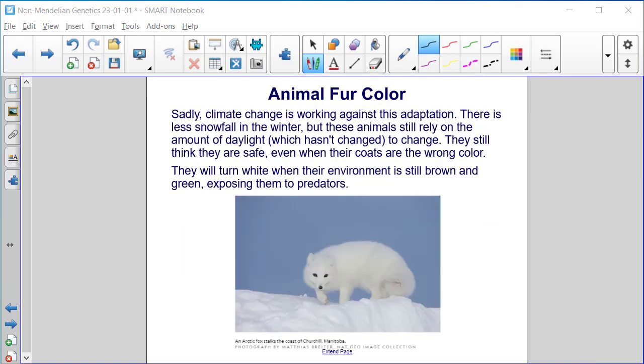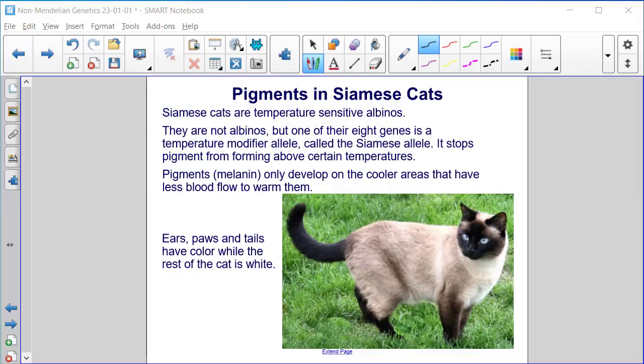Sadly, climate change is working against this adaptation. There's less snowfall in the winter, but these animals still rely on the amount of daylight, which hasn't changed, to change. They still think they are safe, even when their coats are the wrong color. They will turn white when their environment is still brown and green, exposing them to predators.